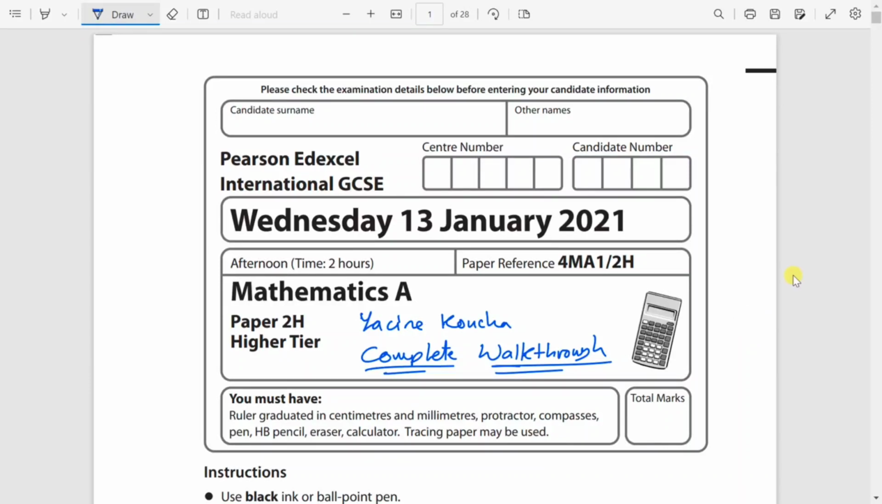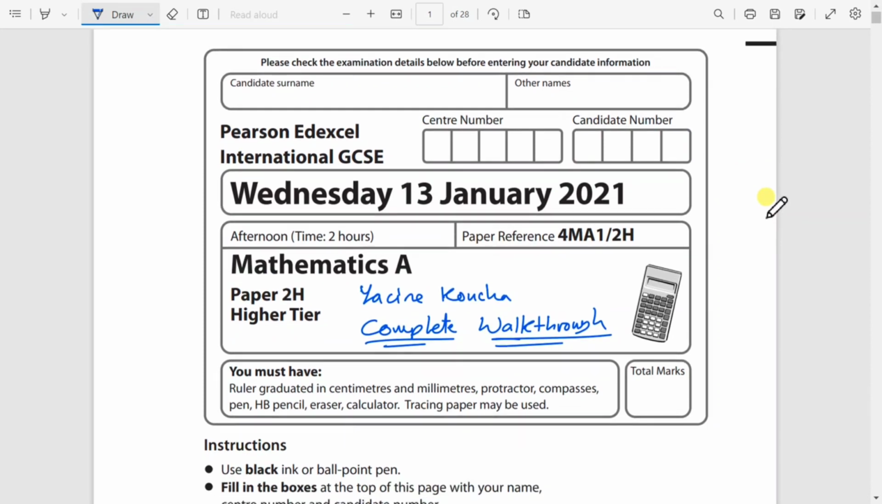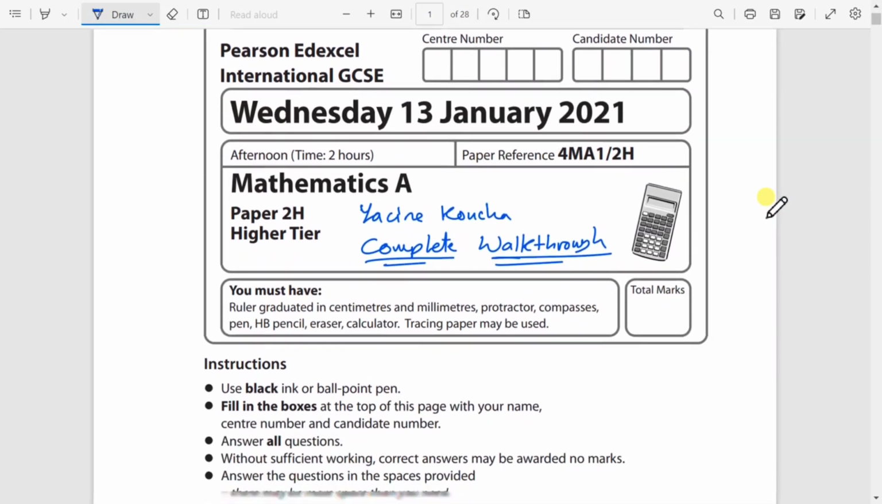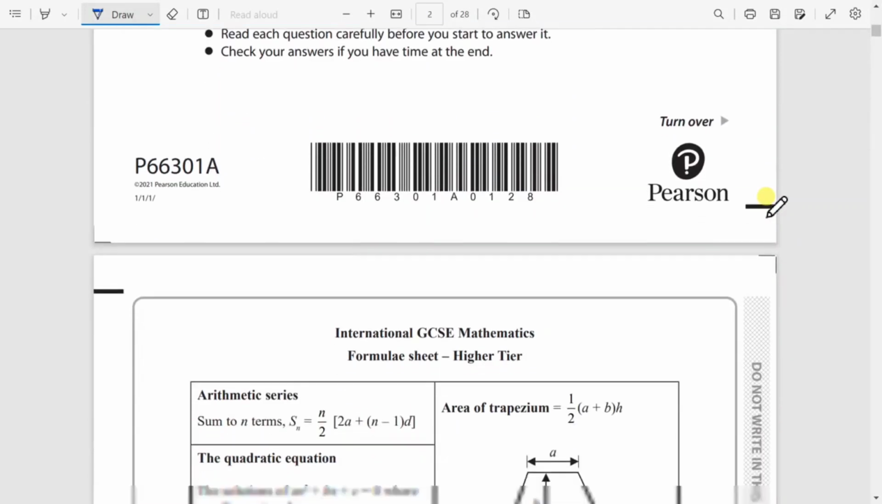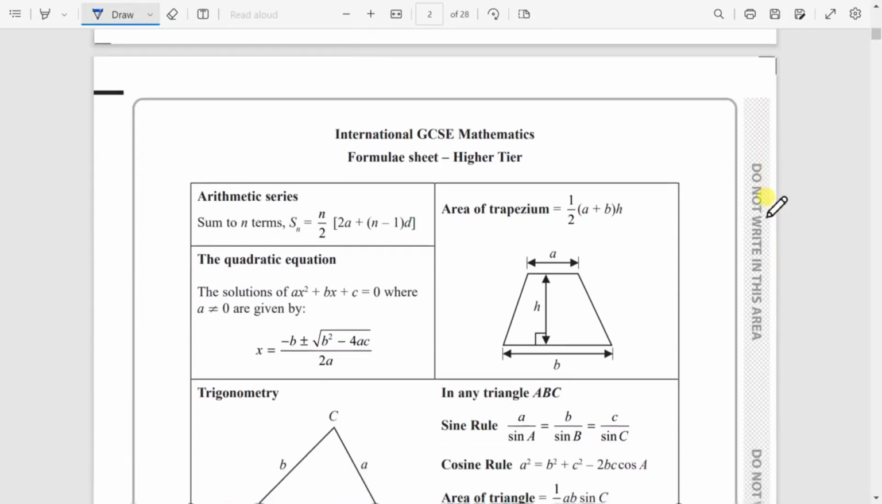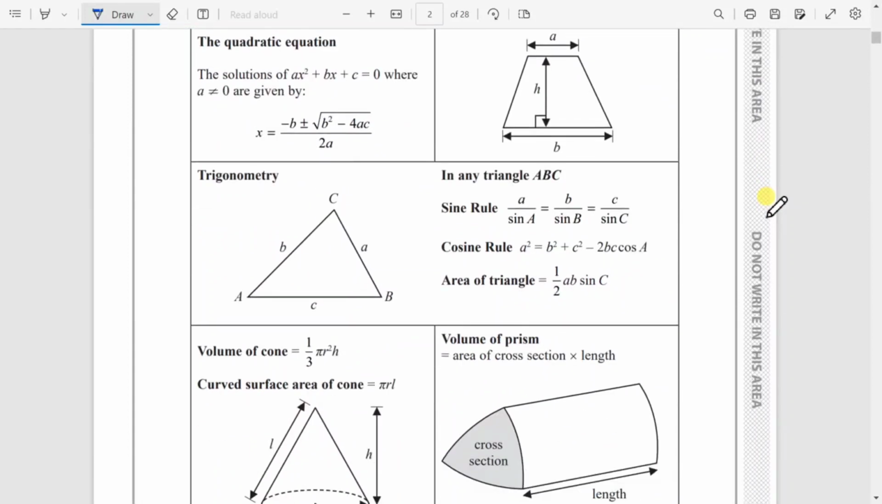So how about we begin? This one is the January 2021 Paper 2H of the Maths IGCSE Edexcel, and as always I like to do a complete walkthrough. Unlike other papers, I'm going to take my time with this one, and generally speaking we're going to go through everything step by step, and I'm going to do this as if I'm a student like you guys.